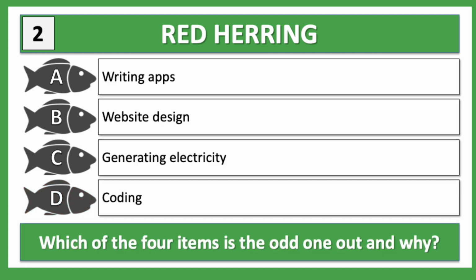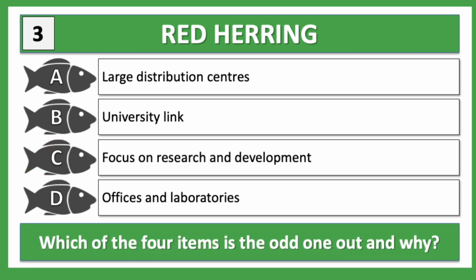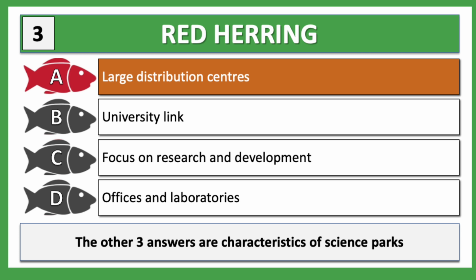Number 2: writing apps, website design, generating electricity or coding. Which of the 4 items is the odd one out and why? Okay, let's have a look. It is generating electricity. The others are IT industry jobs. Number 3: large distribution centres, university link, focus on research and development, and offices and laboratories. Which of the 4 items is the odd one out here and why? Okay, let's have a look. It is large distribution centres. The others are all characteristics of science parks.